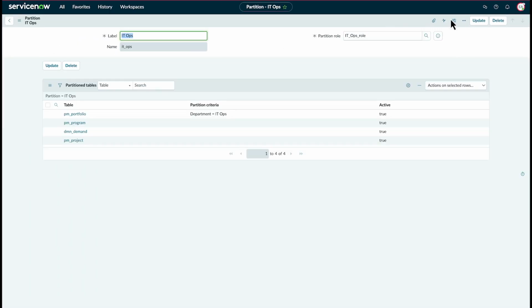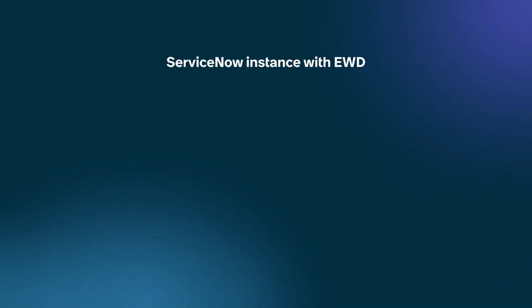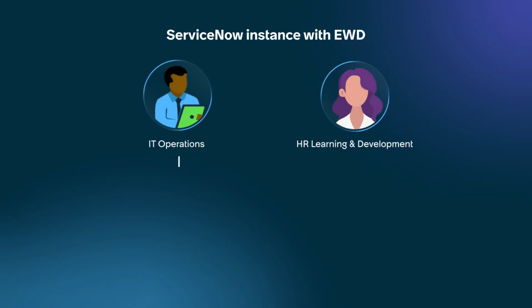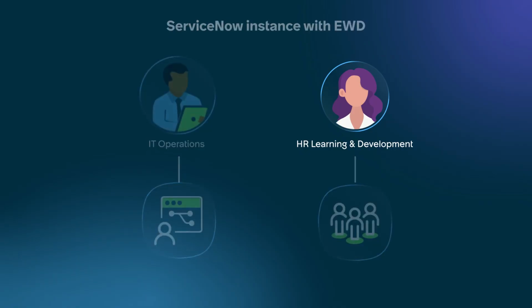Each partition is assigned a dedicated role that governs record visibility for users in that department. For example, a user assigned to the IT Ops partition sees only IT operations projects, demands, and related records. And likewise, a user assigned to the HR Learning and Development partition sees only HR data. Neither can see or access records belonging to any other partition unless they're also assigned to that partition.